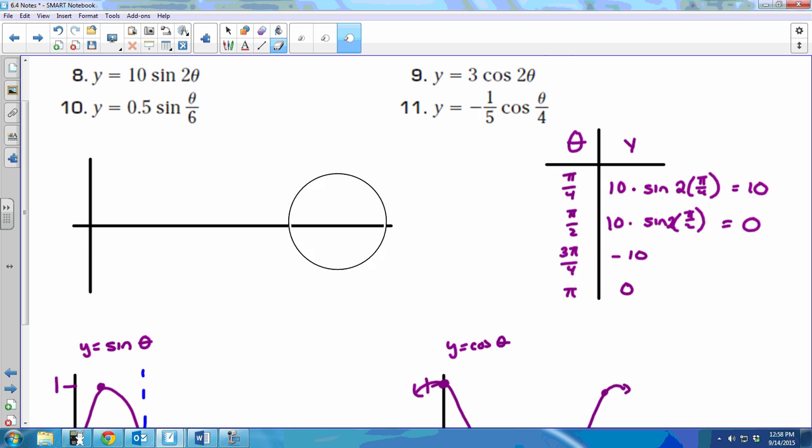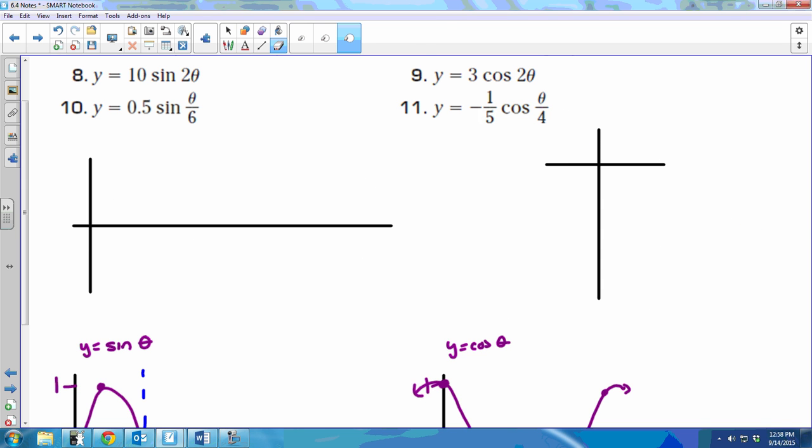Let's look at... I'm going to skip one. I'm going to do this one next. I'm going to do the sine of 0.5 sine of theta over 6. Because it's sines, we just do one like sines. You can see how this is working.